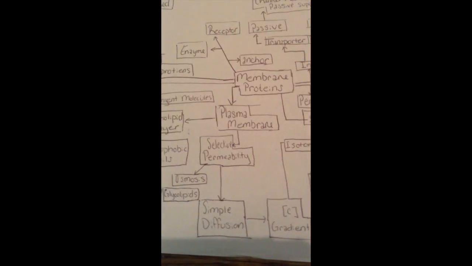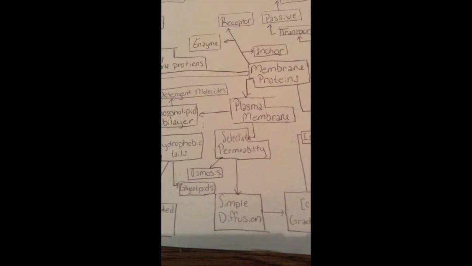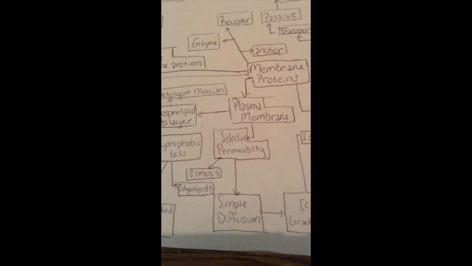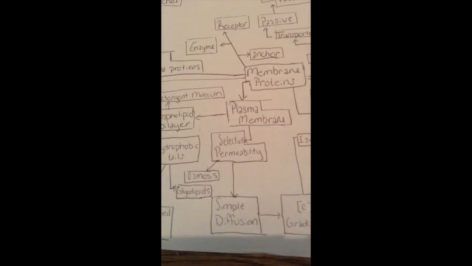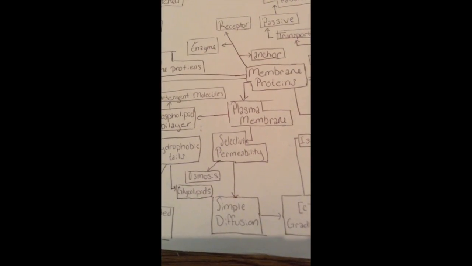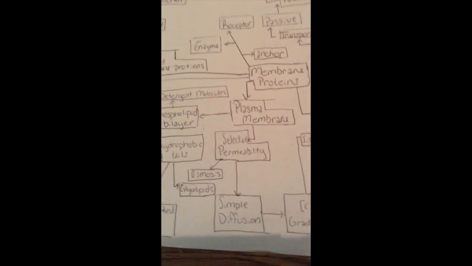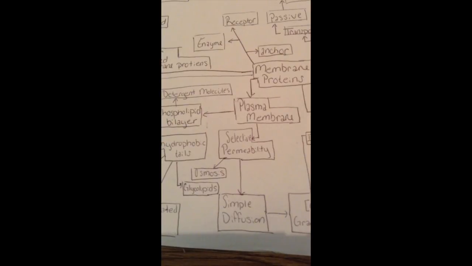And something that can go through it is water, and when water diffuses through the membrane, it's called osmosis. And water will go passively from the more concentrated area to the less concentrated area to equal out the concentrations. It will go from the less concentrated area to the more concentrated area.